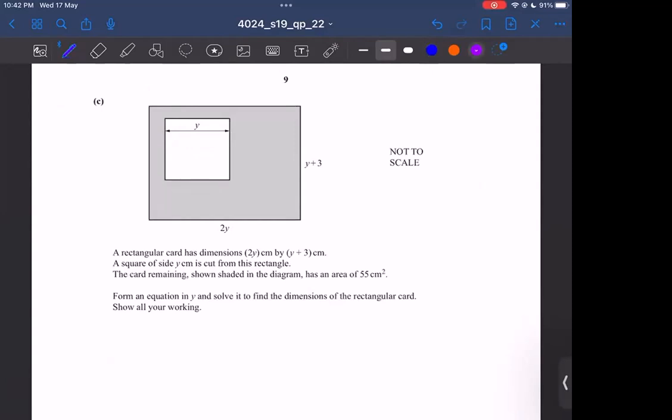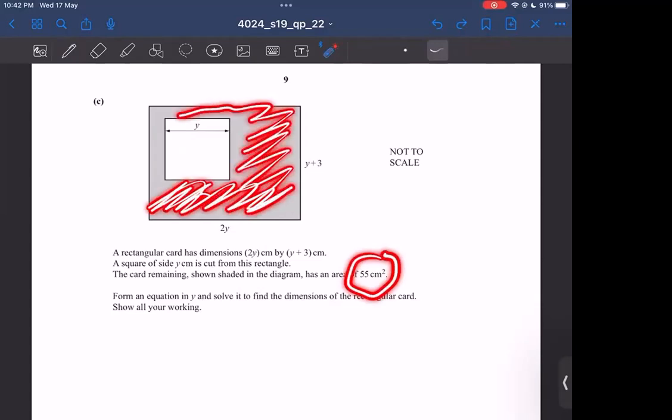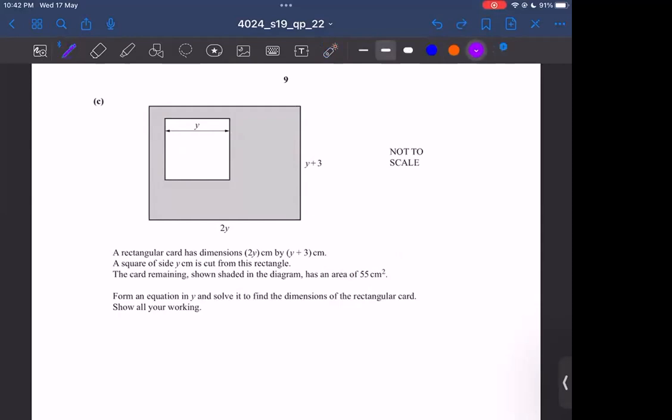We have this: a rectangular card has dimensions 2y by y plus 3. Then a square of side y centimeters is cut from the rectangle. Since it is a square, every side is y, y, y, and then y. The card remaining, shown as the shaded region in the diagram, has an area of 55 centimeters square. The area of the shaded region is 55 centimeters square. Okay, let me just find out the area of the shaded region by myself.